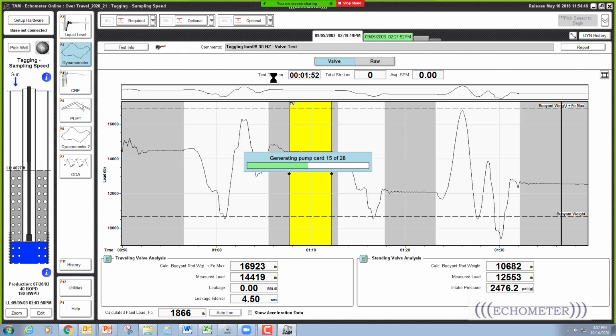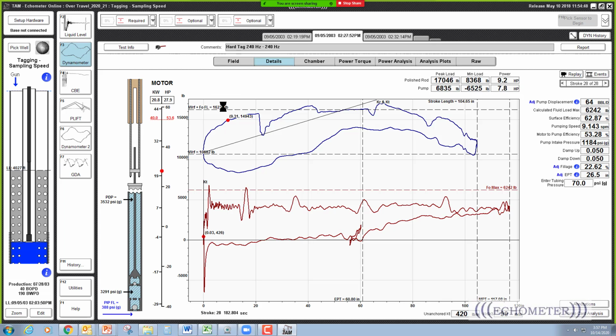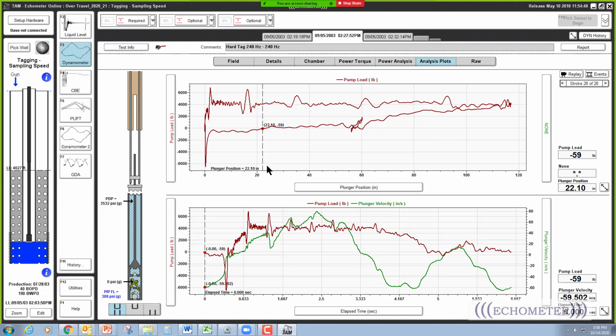All right. So that's this data, but this is a good example. Now let's talk about this again right here. We'll talk about it one more time. So let's go look at the analysis plots, and we'll plot up.